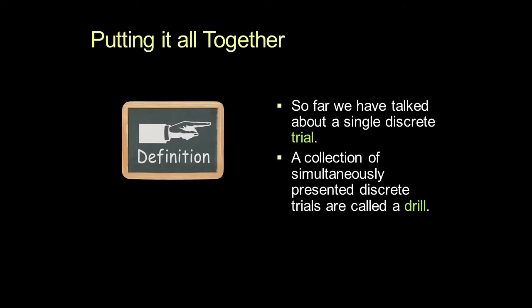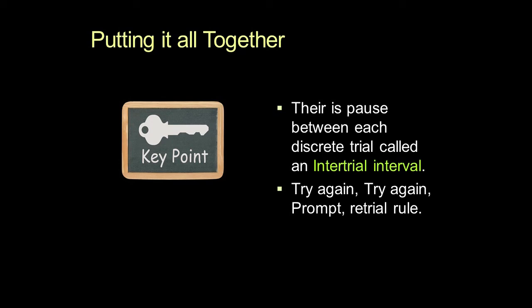Okay, a few last things before we put it all together. So far we've talked about a single discrete trial. A collection of simultaneously presented discrete trials is called a drill. There is a pause between each discrete trial called the intertrial interval. The intertrial interval should be long enough so that each trial is discrete, but not so long that the child loses focus or begins to engage in other behaviors. This is generally about 1 to 3 seconds.